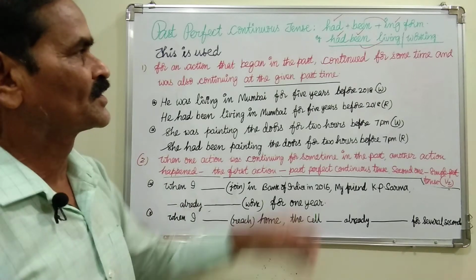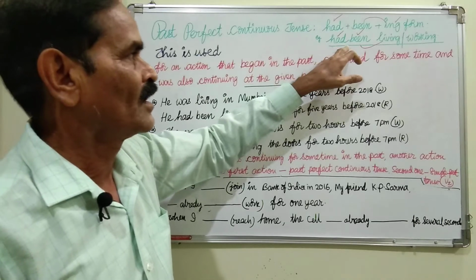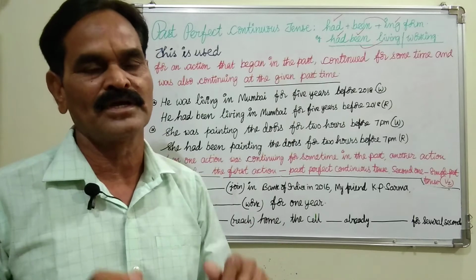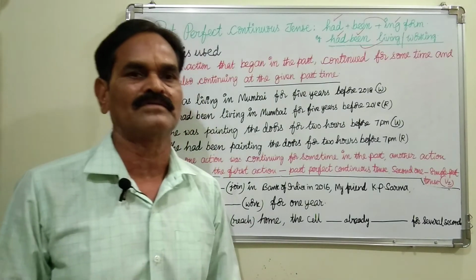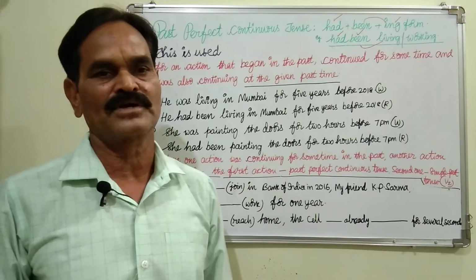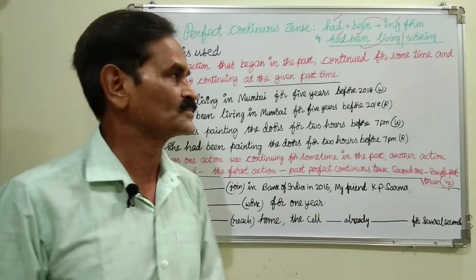If we want to make it negative, we will put not immediately after had. So had not been living, had not been working, had not been disturbing. In this way, we can form an affirmative sentence or a negative sentence.